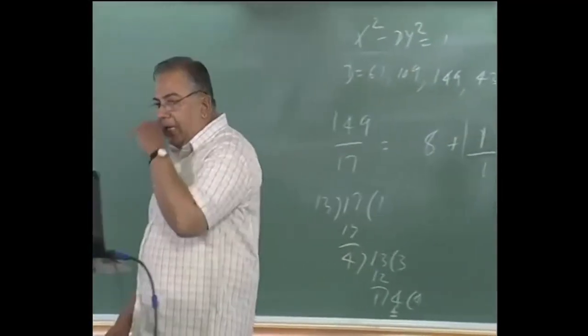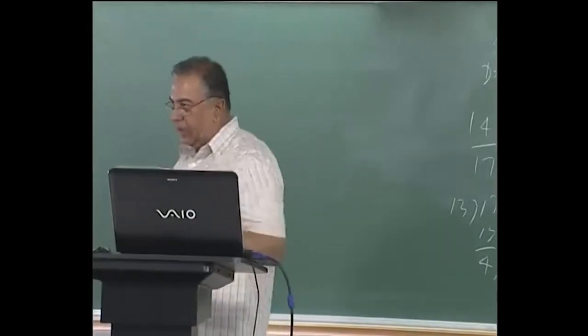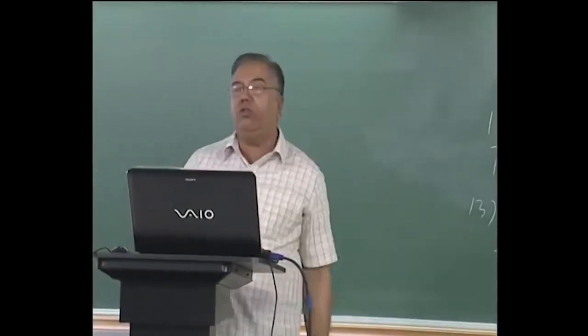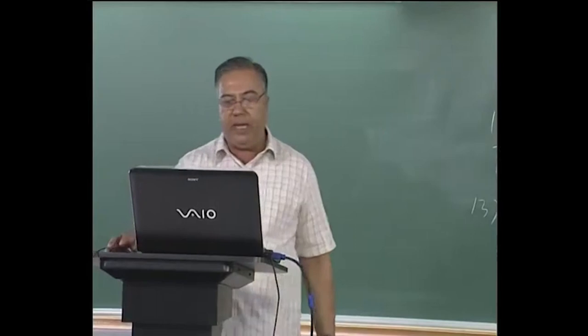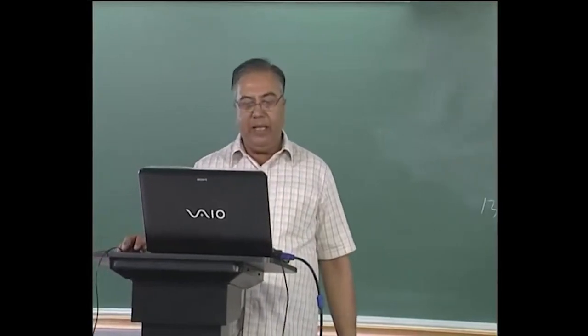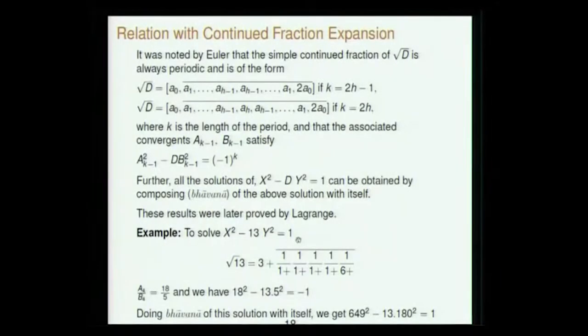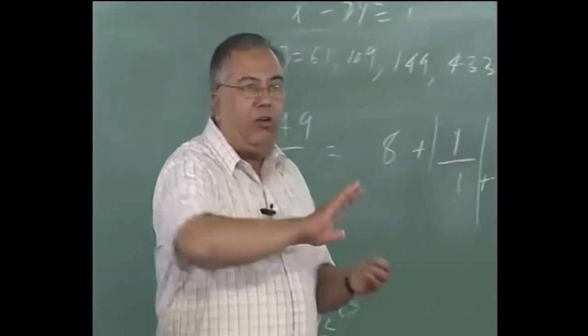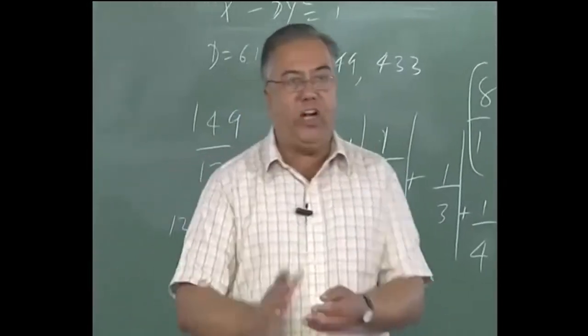So, if the period is odd, then you will get the solution for x squared minus d y squared is equal to minus 1 at the end of the period. So, let us take this example, x squared minus 13 y squared, the example given in Euler's book. Square root of 13 is 3 plus 1 over 1 plus 1 over 1 plus 1 over 1 plus 1 over 1 plus 1 over 6. This bar means the same thing will start here again. It will go on repeating itself. It is an irrational number, so the continued fraction is infinite, but it is periodic.